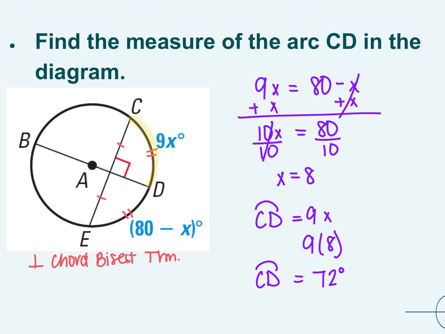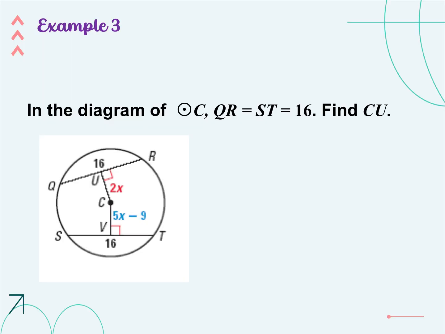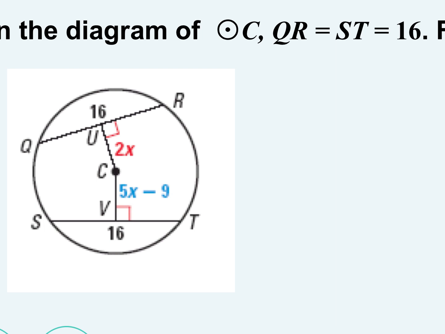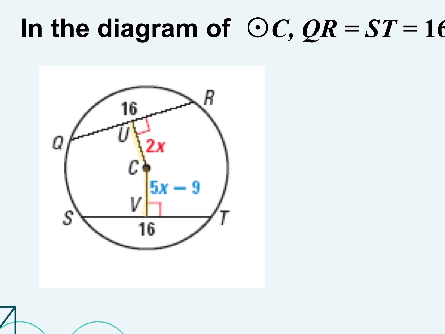Okay, questions on this one? All right, going to the last one. It says in the diagram, circle C, QR is equal to ST, which is 16. Find CU. What they want us to find is CU, which is right here. What do I know about this circle? What information do I know is congruent? CU and CV are congruent. This is the equidistant chords theorem.